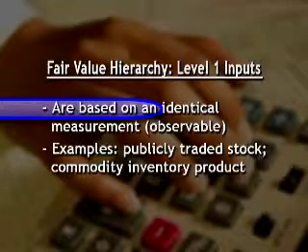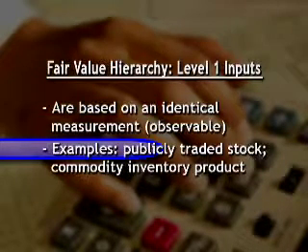If you can identify a value that would be based on an identical measurement for the item, it would be a level 1 input. Now, there are few level 1 inputs because you're talking about identical. Identical could be publicly traded shares of stock. Identical could be a commodity inventory product. But there's not a large array of items that are identical. But if you have an identical fair value measurement, it's considered to be a level 1 input. That's observable.